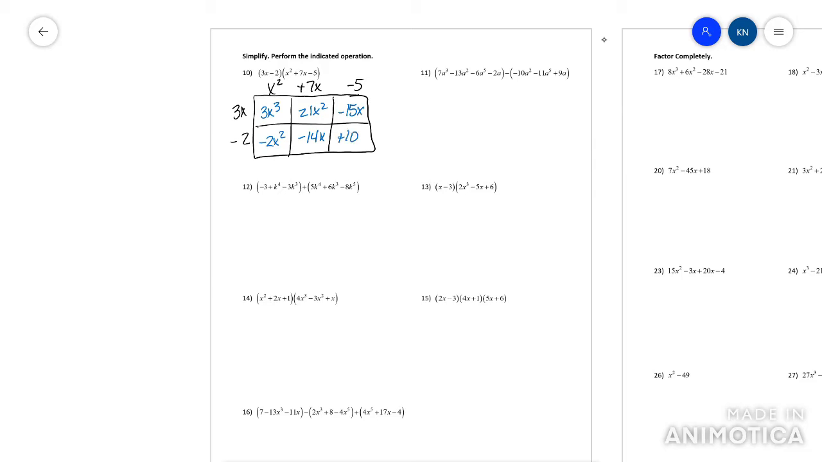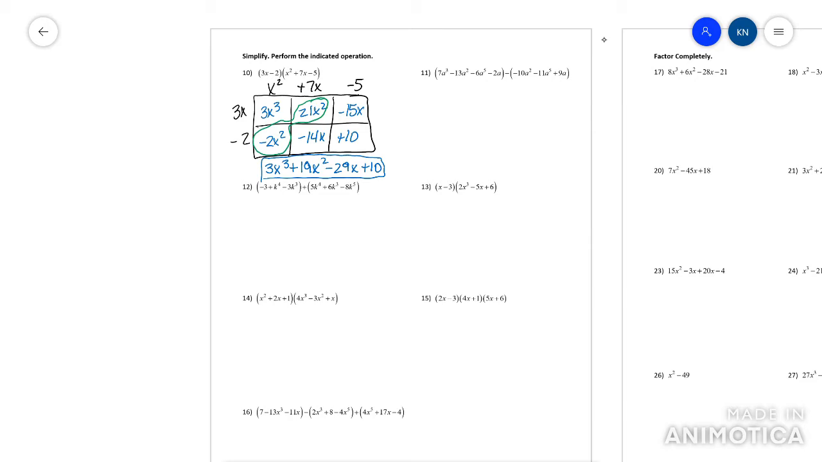Now if you do this right, every now and then you're going to get these like terms on the diagonals. So it makes it easy when you go to write your answer. My answer here would be 3x cubed. That's the only x cubed. I have minus 2x squared plus 21x squared, that makes 19x squared. I have minus 14x minus 15x, that makes minus 29x. And then plus 10. So this would be my answer.